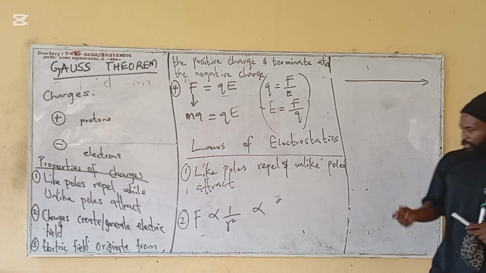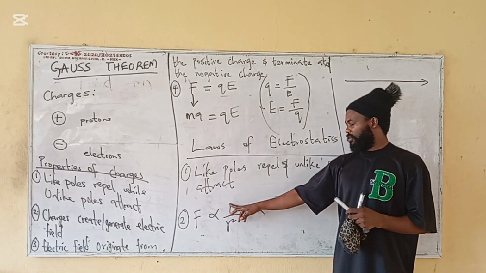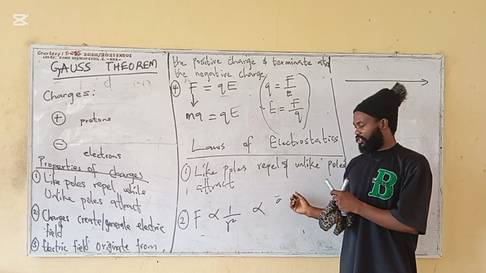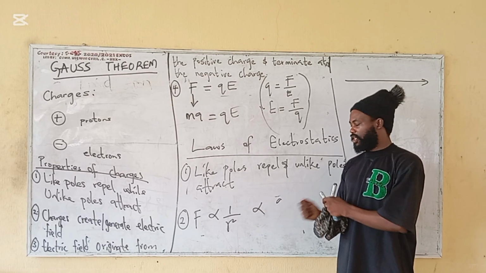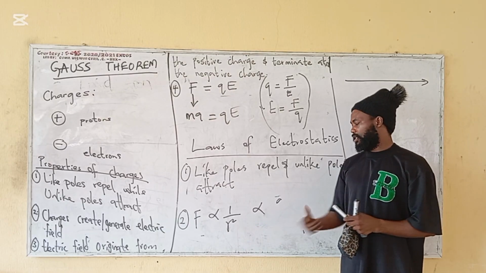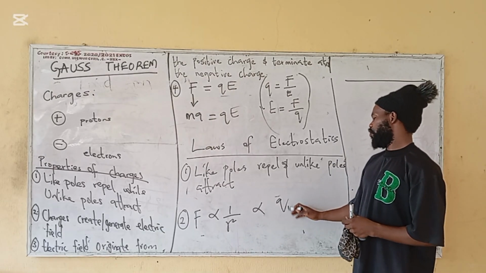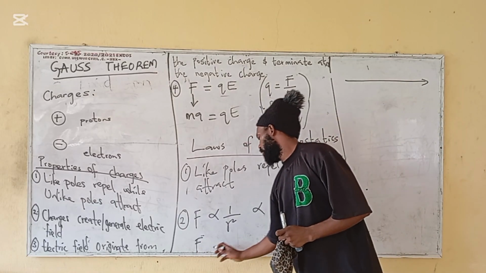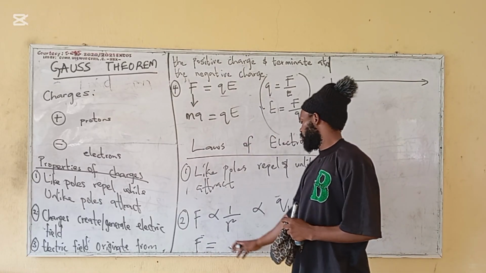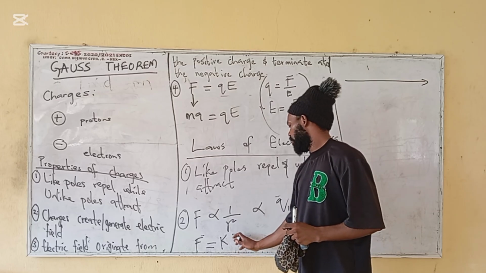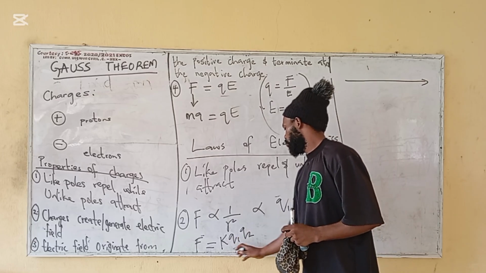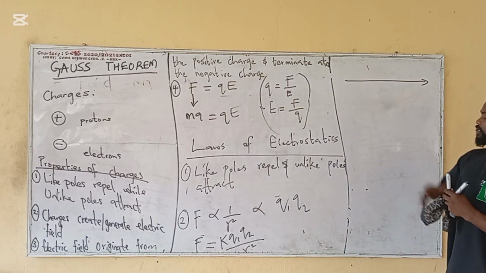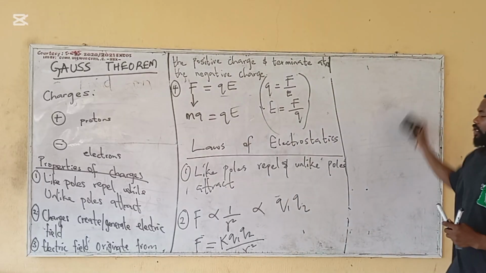So he said that the force of attraction between two charges is directly proportional to the product of the charges and inversely proportional to the square of the distance apart. So if I have Q1, Q2, by the time you put it together, F is equal to, once we introduce the proportionality constant, K will come in. Shall we? Yes. So, K Q1 Q2 over R squared.